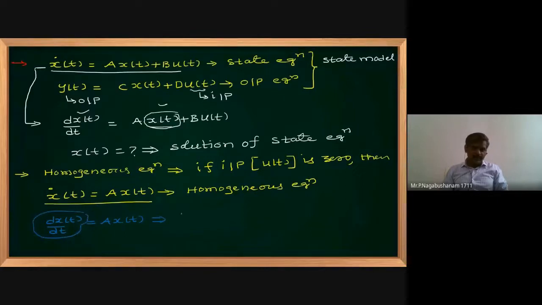Its Laplace is already explained in the signals and systems subject also. S into Y of s. If it is first order, we will get s. If it is d square, it means s square. D cube means s cube, as I told.